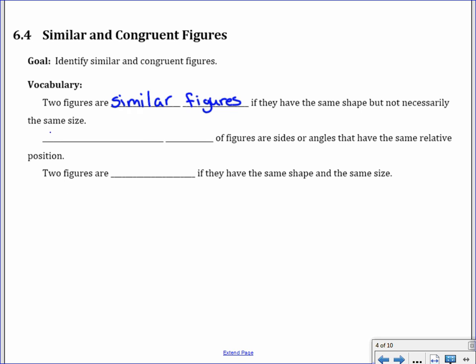Corresponding parts of figures are sides or angles that have the same relative position. Basically, corresponding parts are sides or angles that are in the same spot as in the other figure. Two figures are congruent if they have the same shape and the same size.